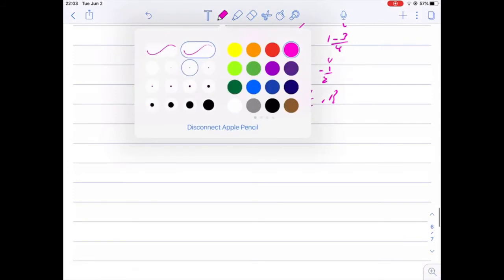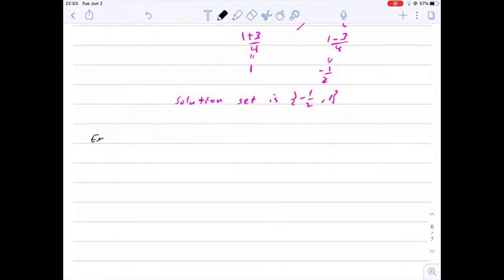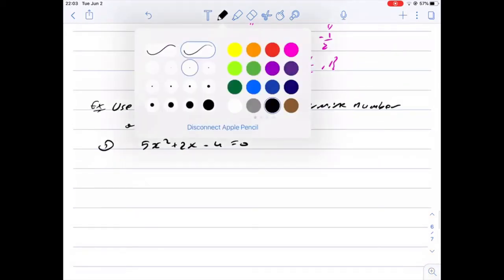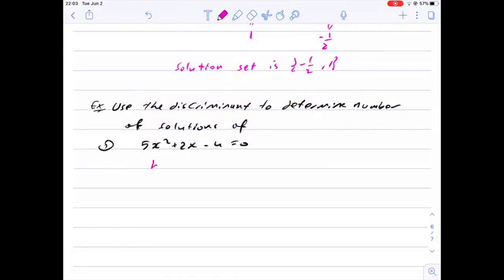Now, if we want to use the discriminant to determine the number of solutions of 5x squared plus 2x minus 4 equals 0. We don't want to solve, but we want to determine the number of solutions. So we find b squared minus 4ac.